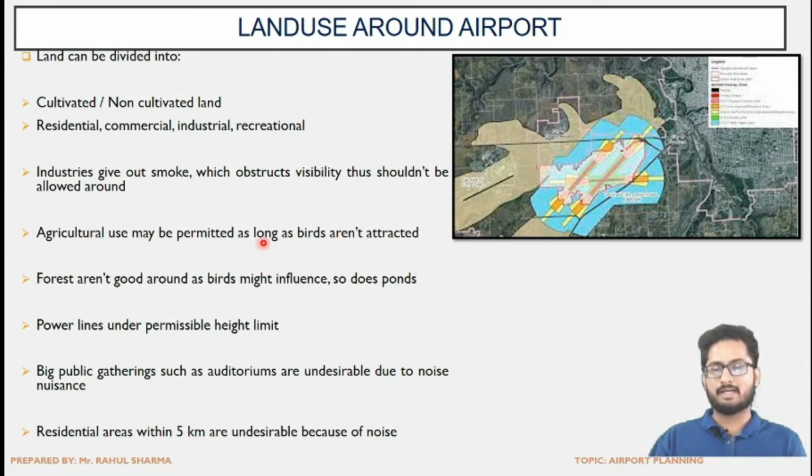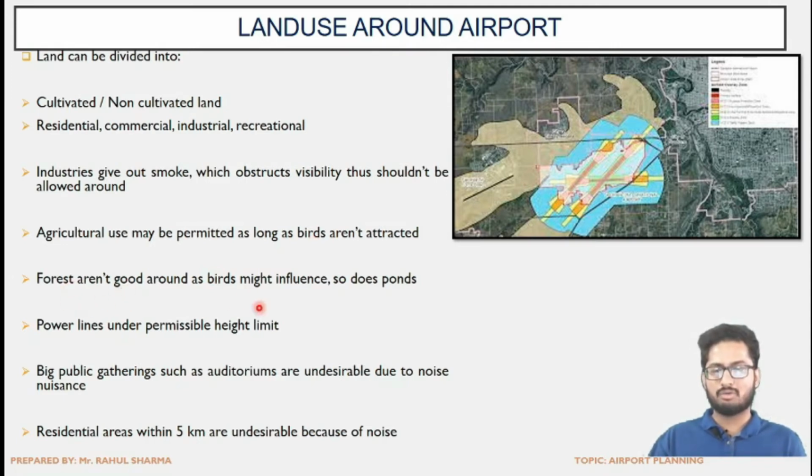Agricultural use may be permitted as long as birds aren't attracted. Now, if there is an agricultural land use, cultivated land is there, then certainly it will attract birds, and due to that, at the time of landing and takeoff operation, there are chances of bird hit. So agriculture use might be allowed, but we have to check what is the amount of birds which are being attracted by that specific land area.